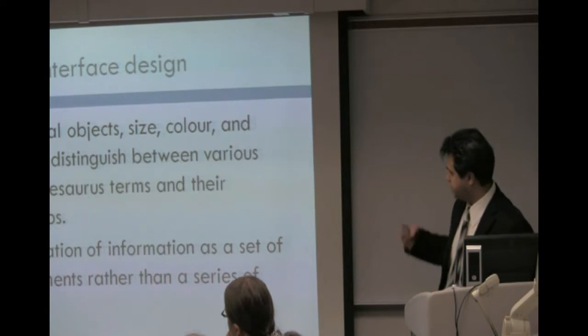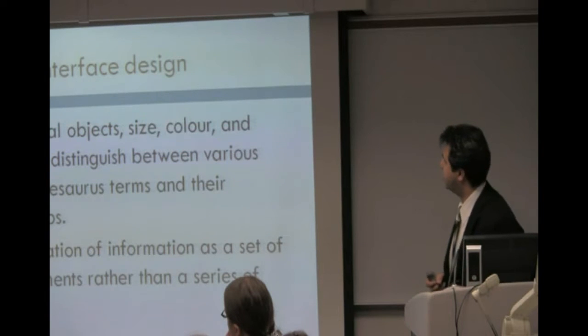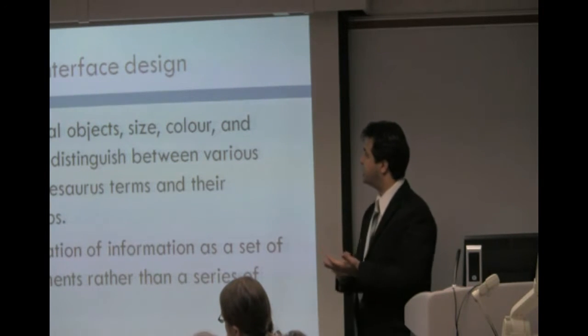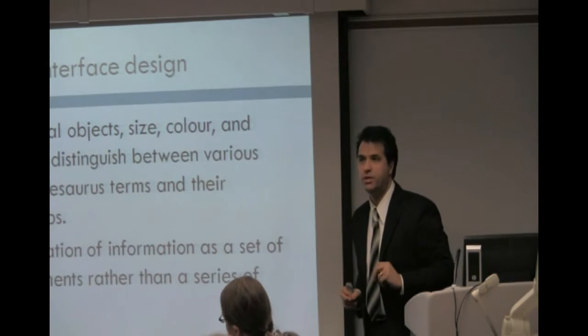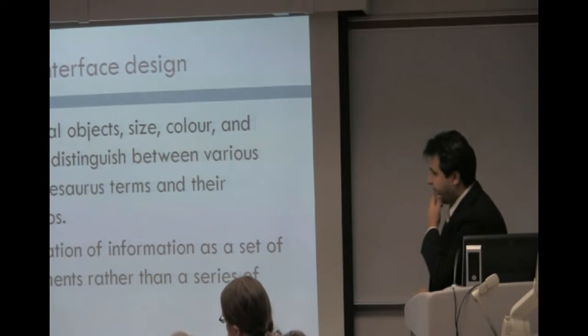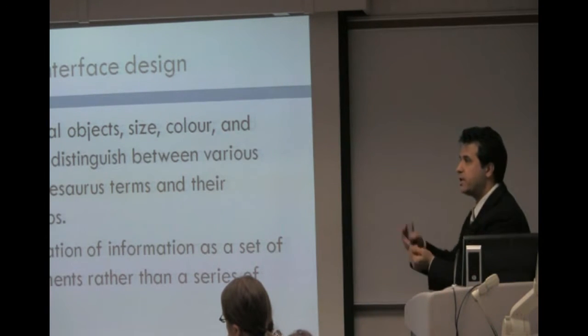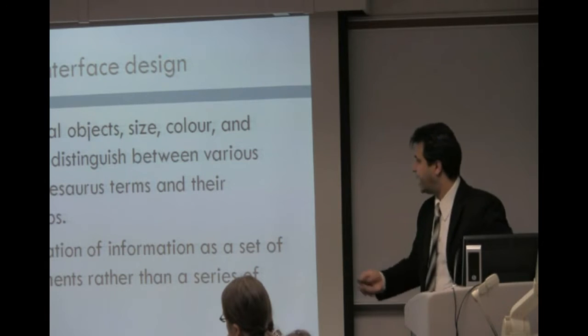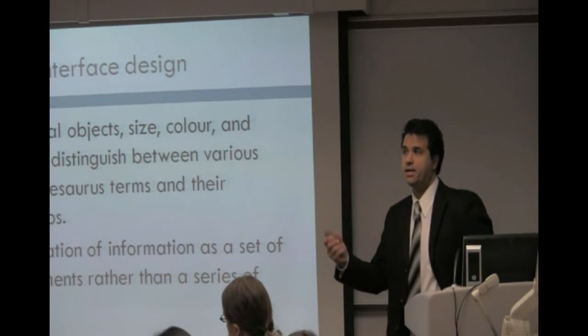What we did, which comes in the next slide, is we thought we should use visual objects, size, color, and location of those terms to distinguish between different types of relationships. And we obviously used previous research, like work by Johnson and Cochrane in showing related terms, and the representation of information as a set of visual elements that users can interact with.